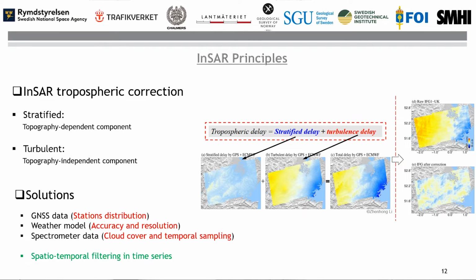The solution to use these techniques is based on using ancillary data such as GNSS, weather models, and spectrometer data. Each of them has drawbacks and advantages. For GNSS data, we don't have permanent stations everywhere we want to work. For weather model data, the accuracy and resolution are coarse, and it cannot be used everywhere when you want to work locally. For spectrometer data, for example MODIS data, the problem is temporal sampling and also cloud coverage of the case study. One good option is using spatiotemporal filtering and using SAR data in a time series.